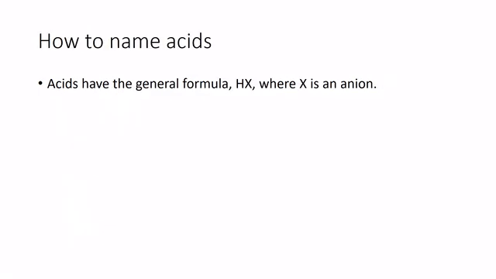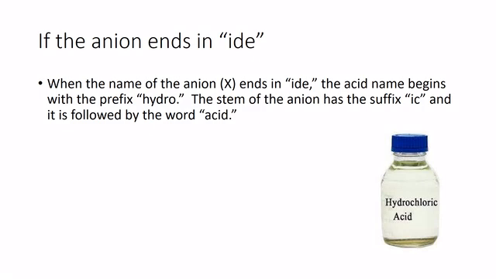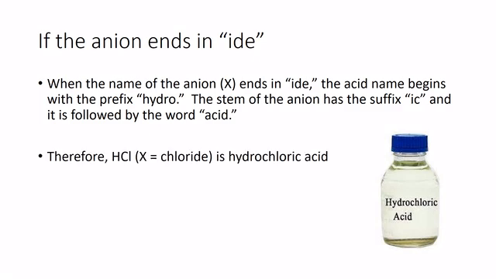When it comes to naming acids, all acids will have the general formula of HX, where X is an anion. So let's take a look at a few different scenarios. First of all, if the name of the anion ends in IDE, then the acid name will begin with the prefix hydro. The stem of the anion will then be added, and then we have the suffix IC, followed by the word acid. So for example, if we take HCl, Cl is the chloride anion, therefore the name of this acid would be hydrochloric acid.